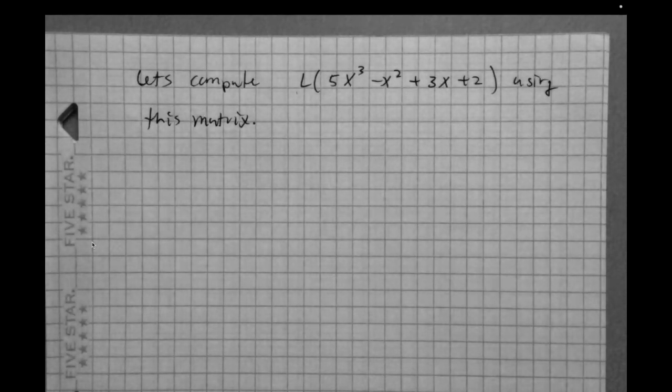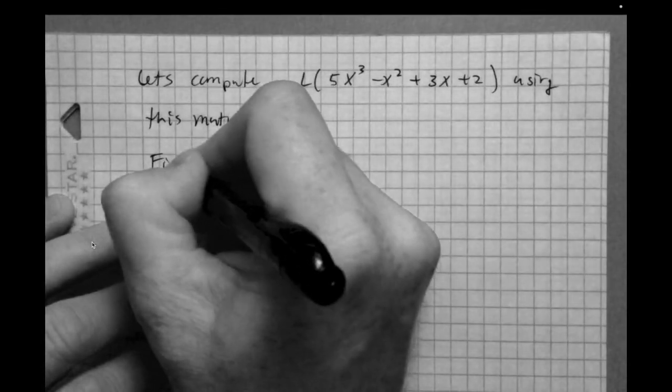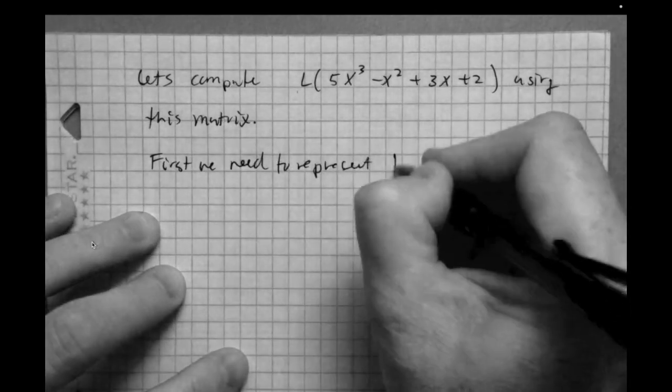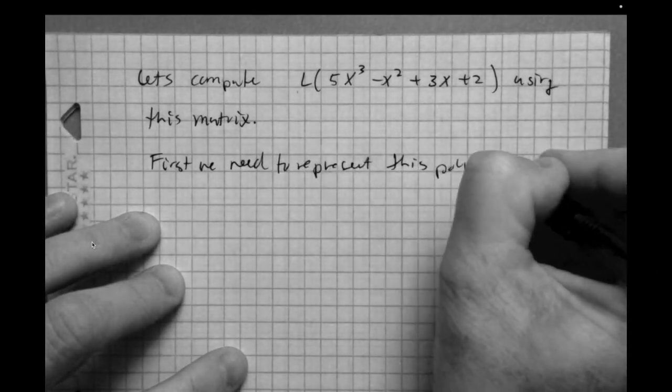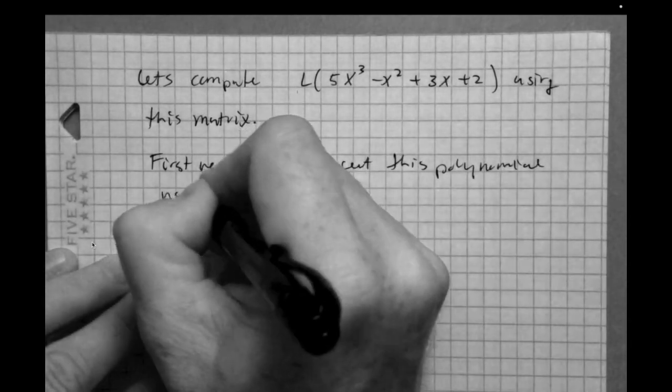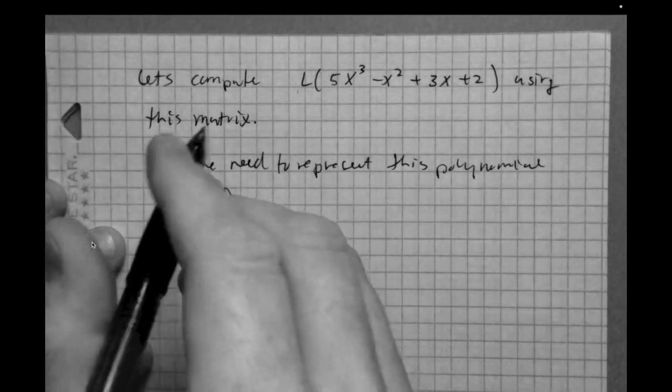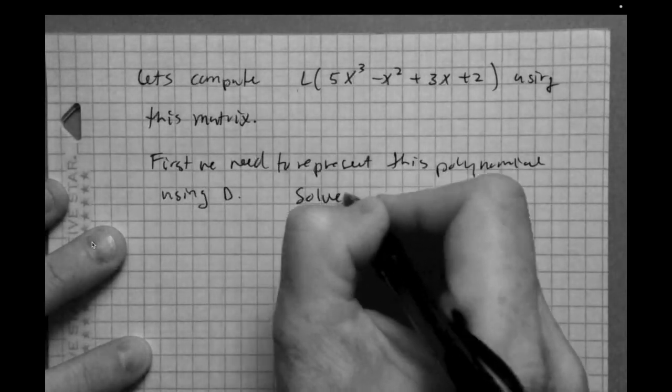So first, because the basis is more complex, we need to represent this polynomial using D. Right. In the previous example, we didn't really have to worry about this too much because we were using the standard basis, and so the vector itself is its own coordinatization. But here we do have to think about this differently. We basically have to solve. What do we have to solve?